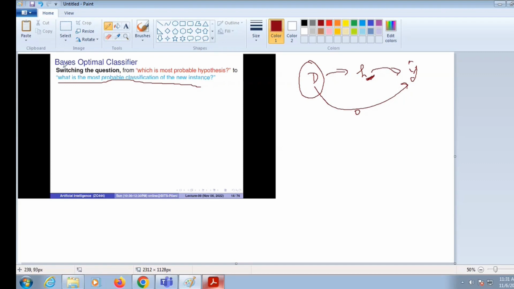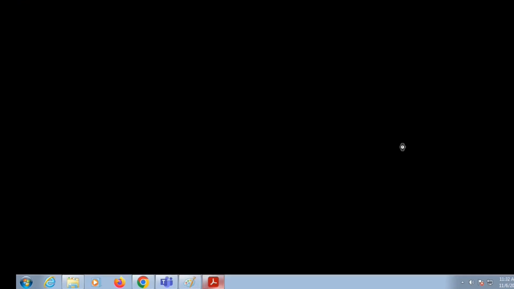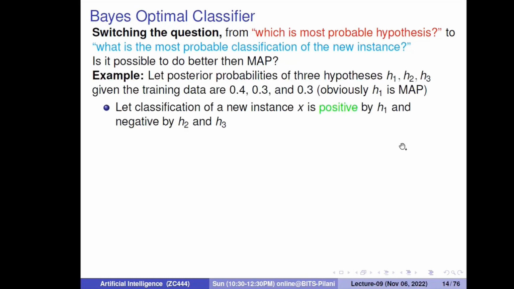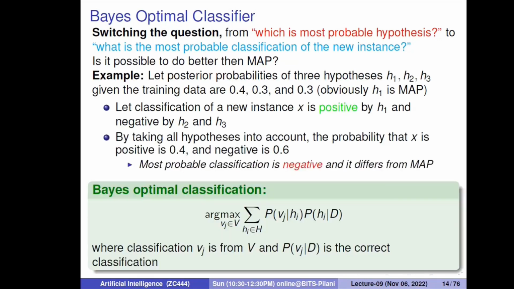So now I am going to talk in terms of the Bayesian setting. There is a classifier called the Bayes optimal classifier that can help us find this value, and it actually gives you the idea that maybe you could do better than the MAP hypothesis. A few minutes back we had talked about the MAP hypothesis.